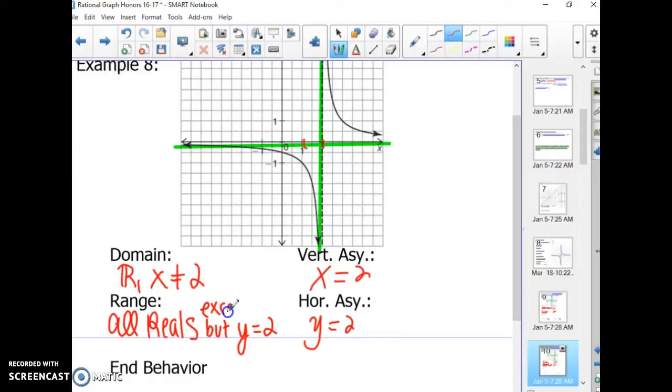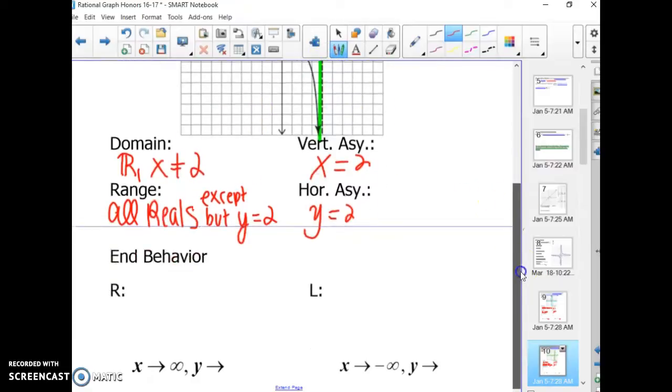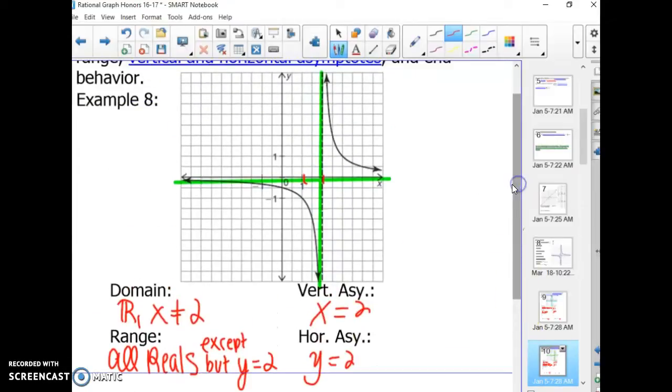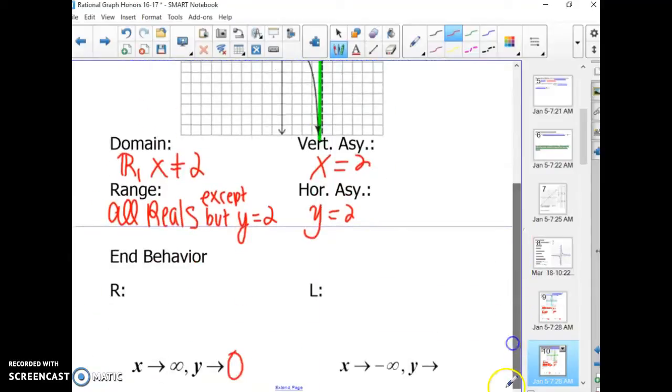So let's talk about end behavior. As I go to the right and I follow the graph, it gets closer and closer and closer to a 0 on the left side. As I follow that graph to the left, to the left, it gets closer and closer to 0, but does not cross.